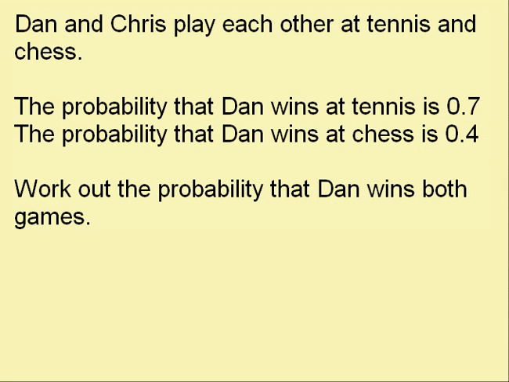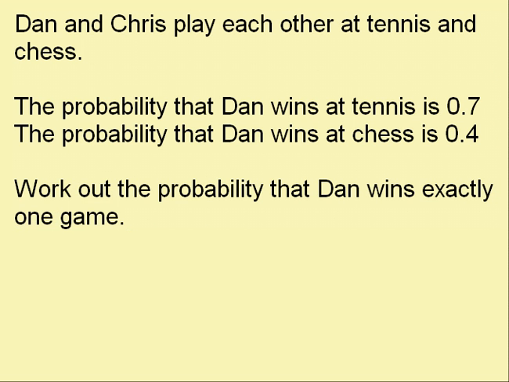Now this is a hidden and question. Let's see why. I'm told that Dan and Chris play each other at tennis and chess. The probability that Dan wins tennis is 0.7, and the probability that he wins at chess is 0.4. I want to work out the probability that he wins both games. So that means he's got to win tennis and he's got to win chess. So the probability of him winning at tennis is 0.7, and the probability of him winning at chess is 0.4. So to calculate the probability, I do this multiplication. I get 0.28.